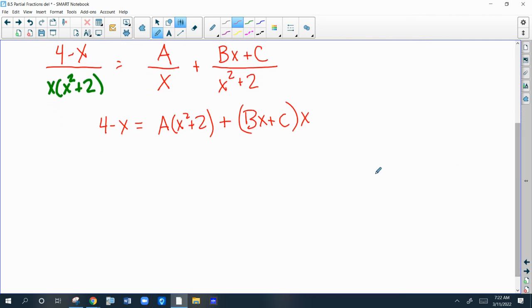So you could let x be 0, and that would get you to solve for a. And then you could figure out b and c after that with any value of x. But I'm going to do this a little bit differently. I'm going to multiply all this out. This is a good strategy sometimes. So I distributed the a, and then I'm going to distribute the x.